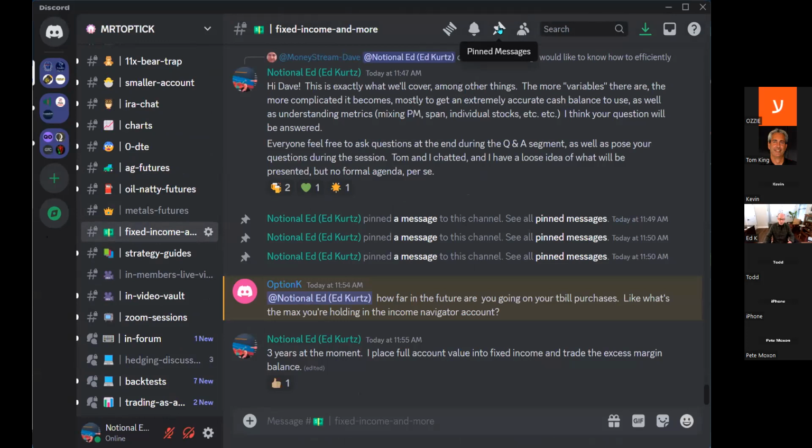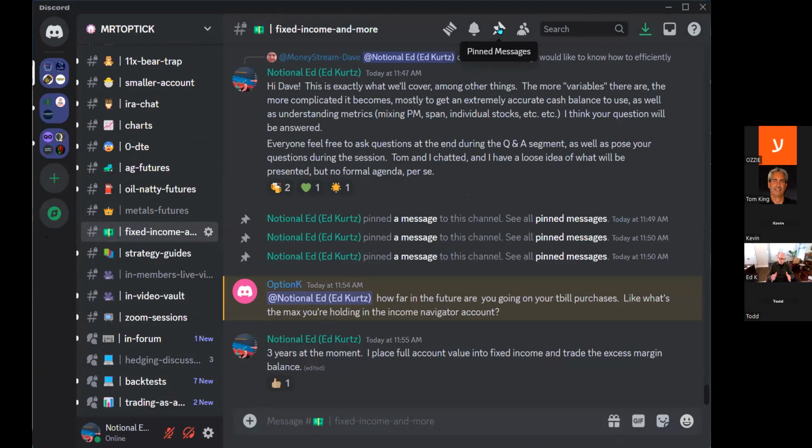In that regard, I'd like to do a brief overview of the T-bills and T-notes and BIL and SGov. BIL and SGov are T-bill ETFs. We have T-bills, which are 1 year or less. We have Treasury notes, which are 1 to 10 years, and then Treasury bonds, which are 10 years and longer.